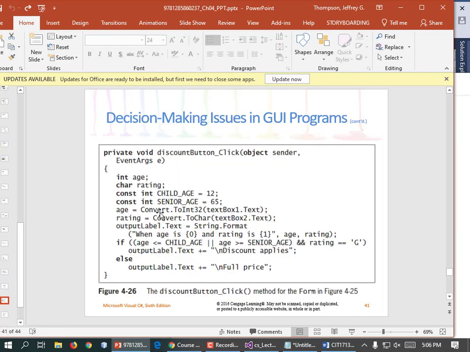So we read in the results of text box 1 and convert it to an int, and so that becomes age. Convert.ToInt32, the contents of text box 1. And then text box 2, we read that in and we store it in rating. And then if the child is less than the child's age, or, well, these rules are certainly a lot different.